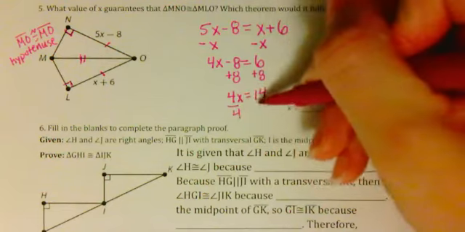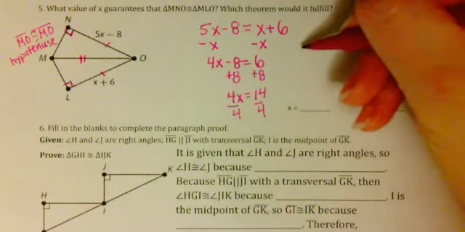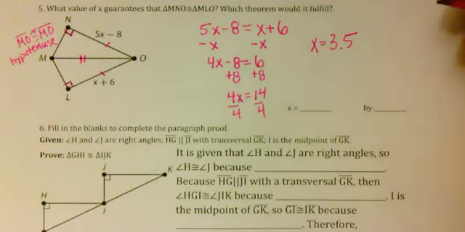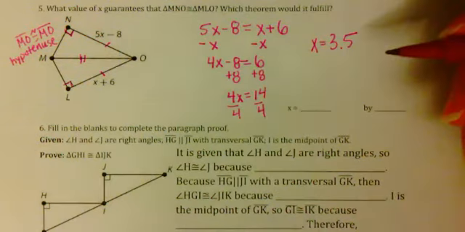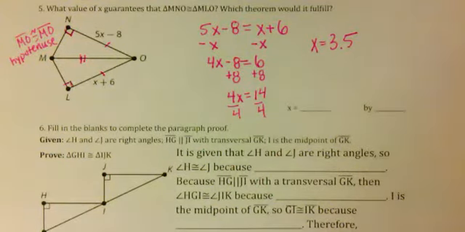So when you divide both sides by 4, you end up with 3.5. X equals 3.5. So that's a decimal. That seems strange. So if you want to plug it in, try it. Plug it in and see if it works. That's the beauty of math, is that you can know if you're right or wrong.